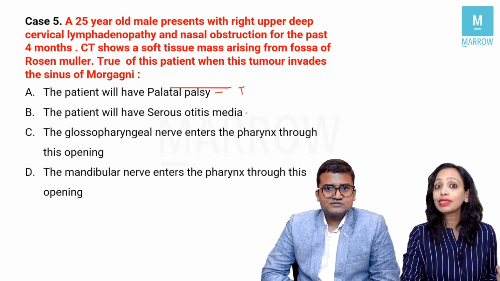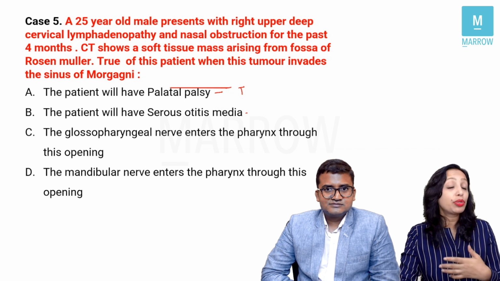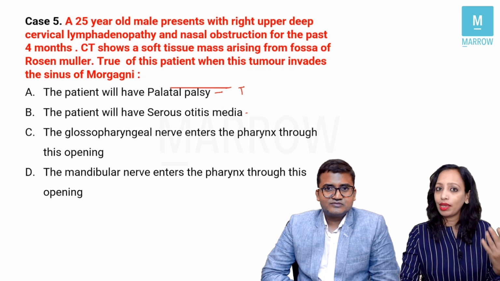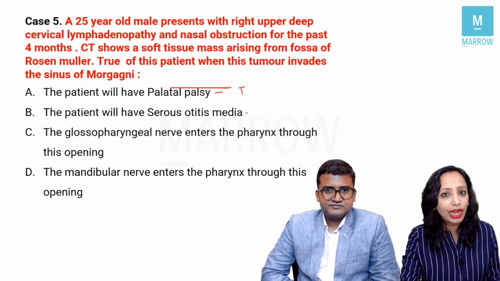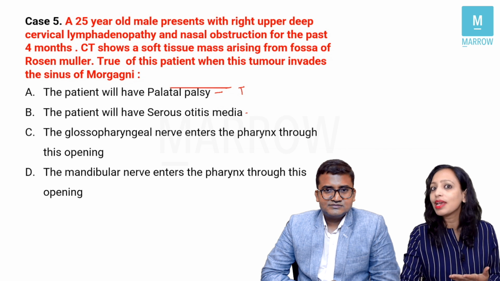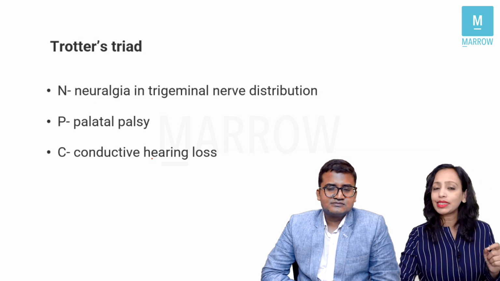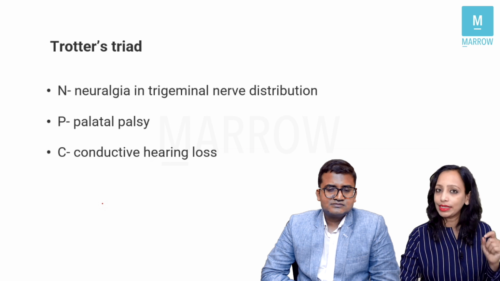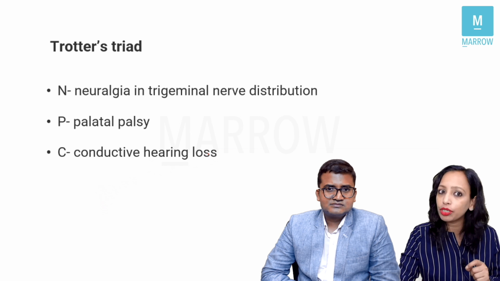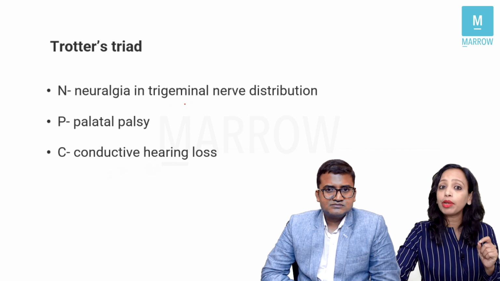Can you tell me what this is known as? The involvement of the palate, the palatal palsy, can lead to nasal regurgitation of food. Along with palatal palsy, if there is eustachian tube obstruction leading to otitis media, and if there is neuralgia in the distribution of the fifth nerve, what is that known as? Yes, sinus of Morgagni syndrome, or more commonly Trotter's triad. That is how I have asked you to remember Trotter's triad. It is seen in nasopharyngeal carcinoma. So the mnemonic is NPC: N for neuralgia in the trigeminal nerve distribution, P for palatal palsy, C for conductive hearing loss.